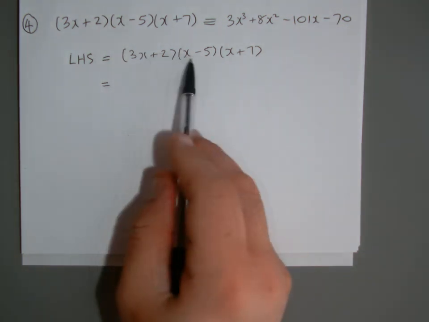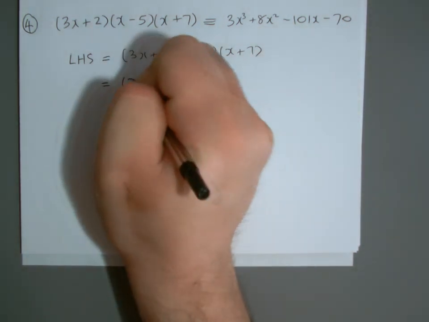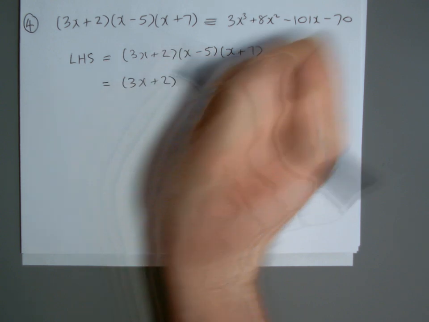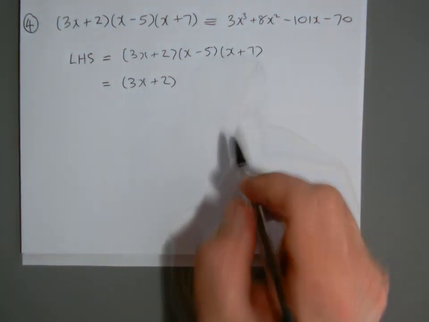So when it comes to expanding three brackets, you could multiply the first two, and then multiply the resulting bracket by the last bracket. I personally prefer to keep the first bracket in place and multiply the final pair here, expand these, and then we'll go from there.